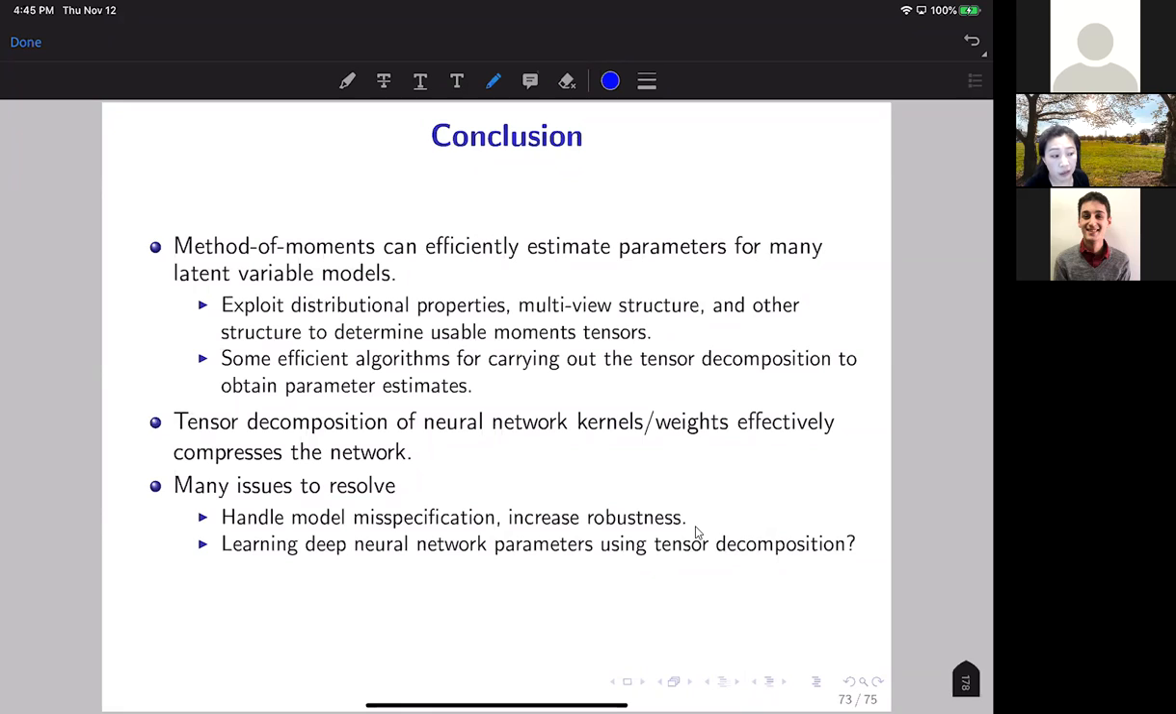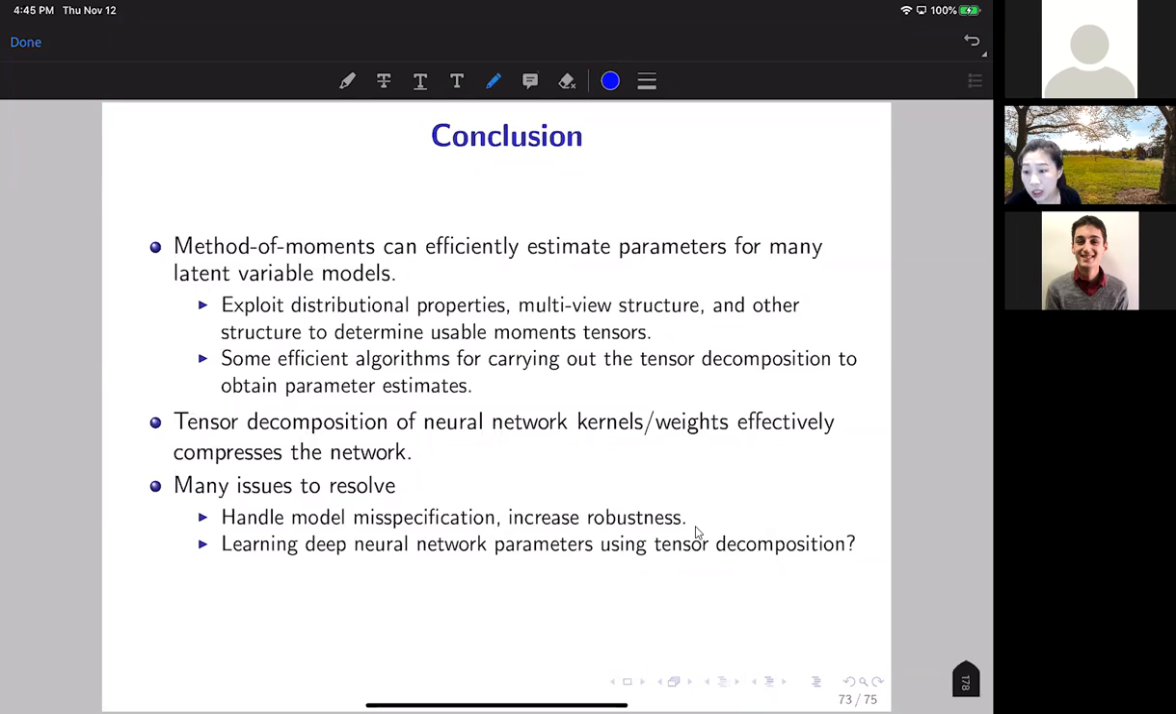And then we talked about tensor decomposition. Actually, we could also do tensor decomposition for neural networks on the weights of the neural networks to compress the network, as I discussed earlier. But there are many issues to resolve. For example, there is model misspecification. We don't know how to deal with it. What if you have more noise? How would you deal with that model misspecification, right? This again is still an open question.